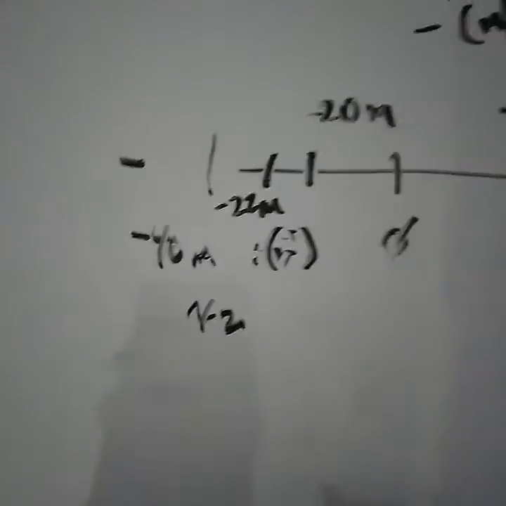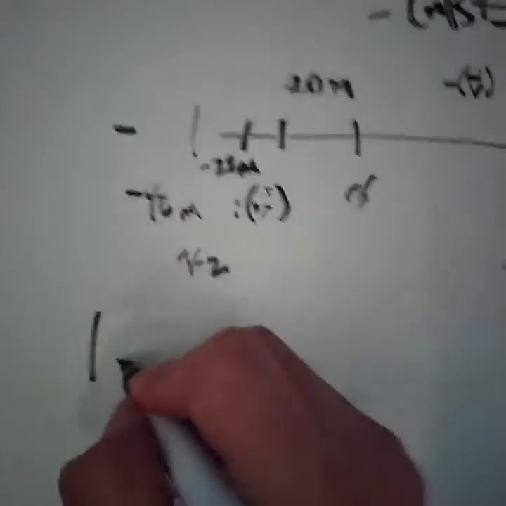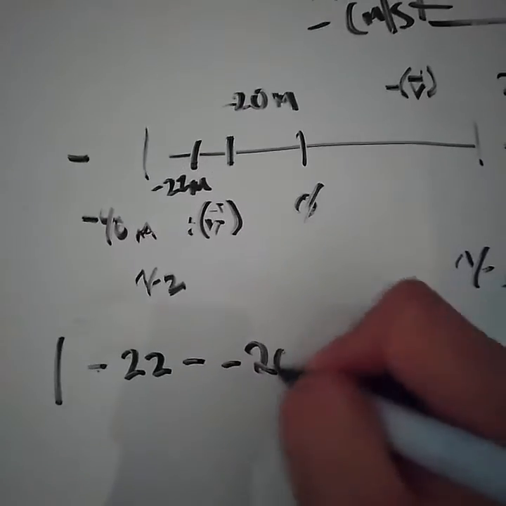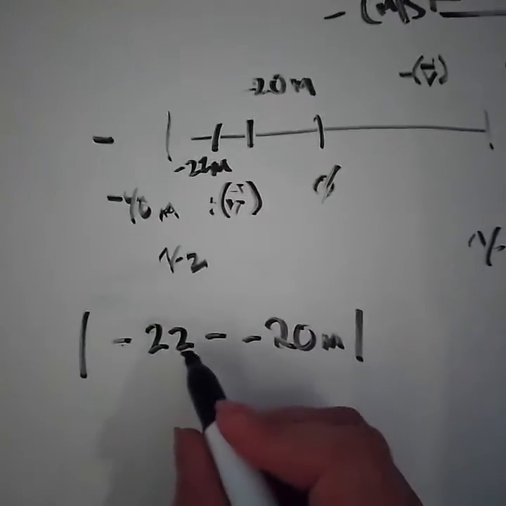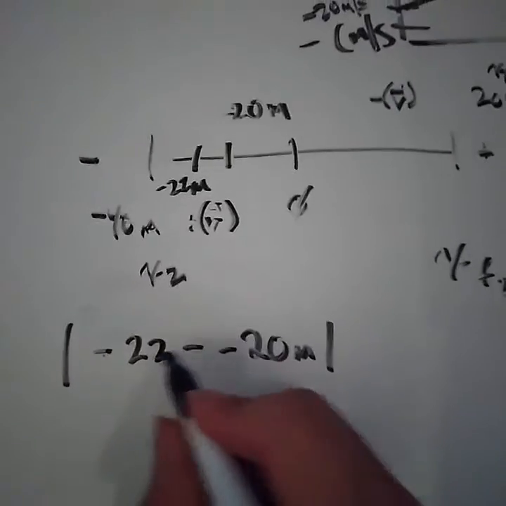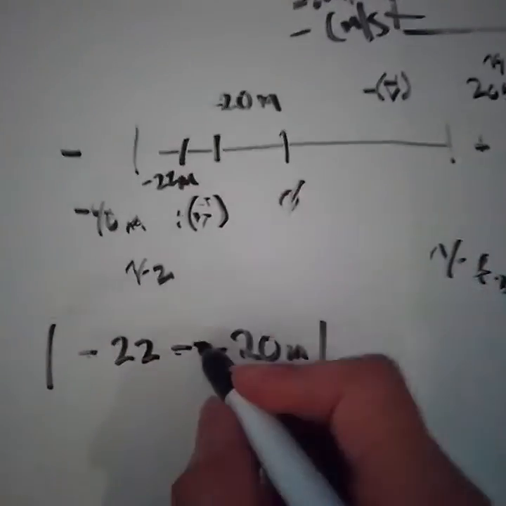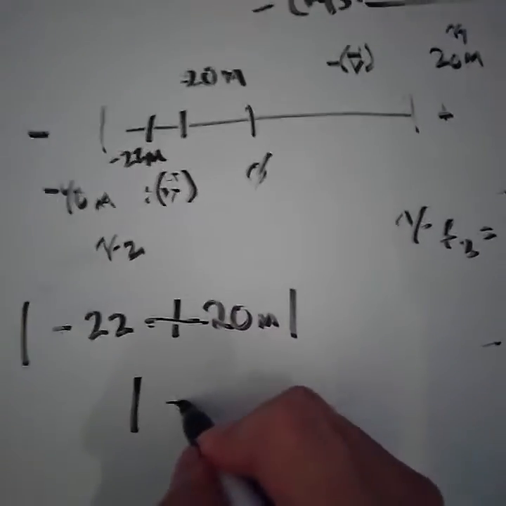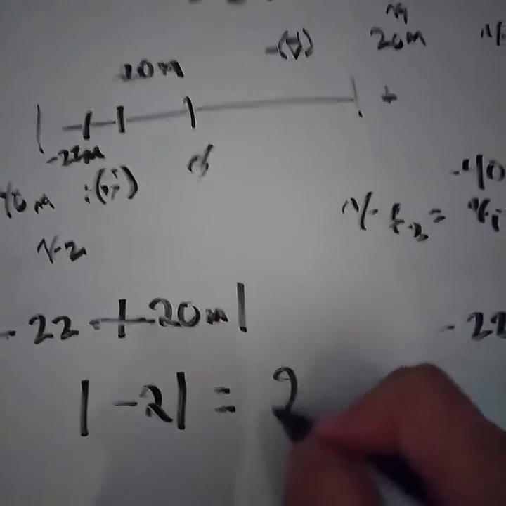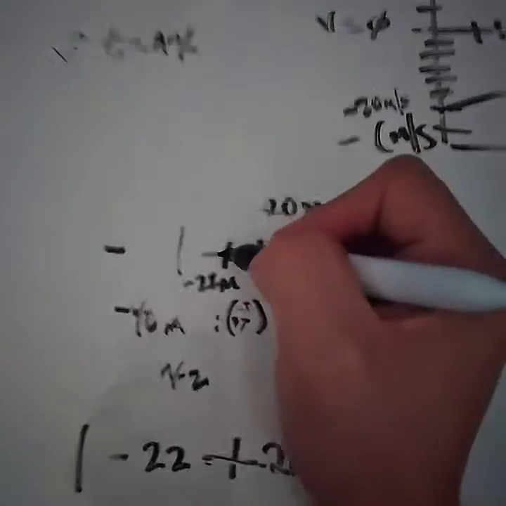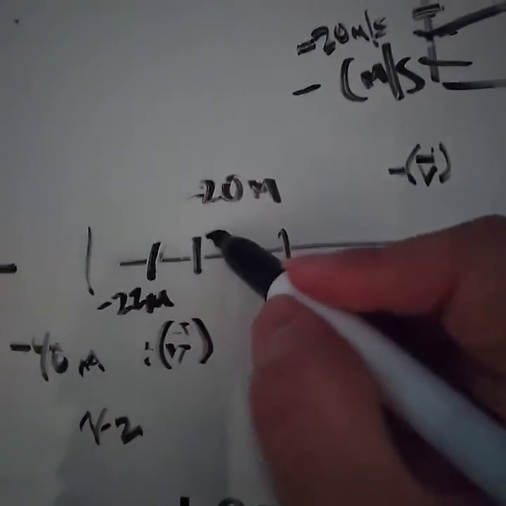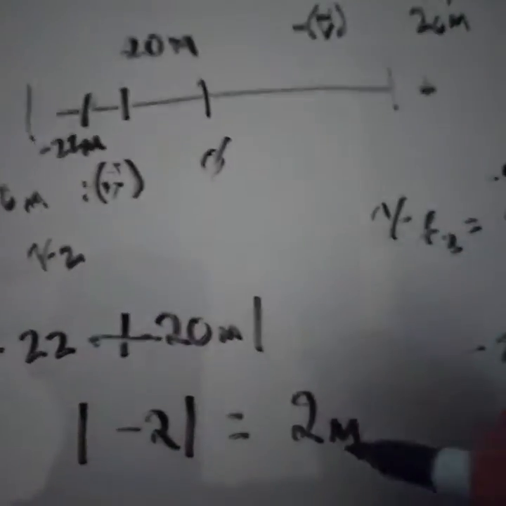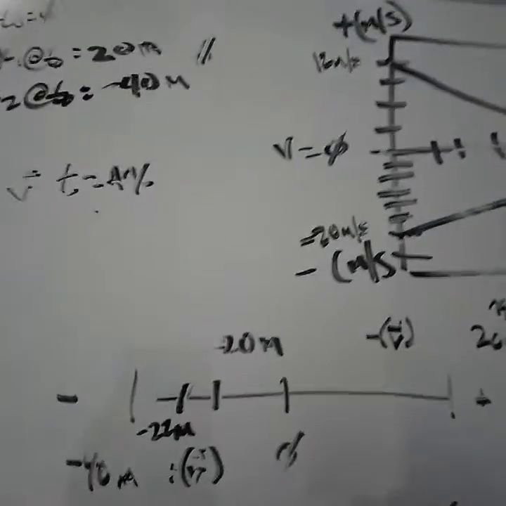So what's the distance between them? The distance between them is the absolute value of their difference. We have negative 22 minus negative 20. We have a double negative here, that becomes plus. That becomes the absolute value of negative 2, which is 2 meters. So there's 2 meters of separation, which you can see easily there. So they don't crash, and there ends up being 2 meters of separation.